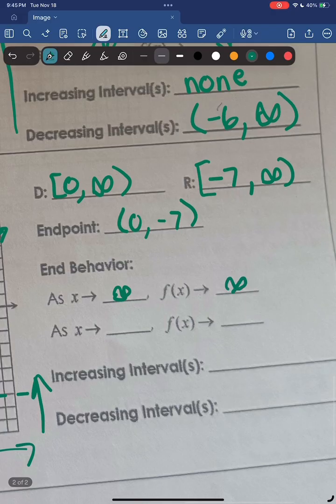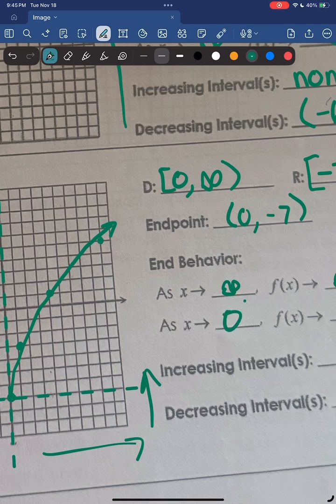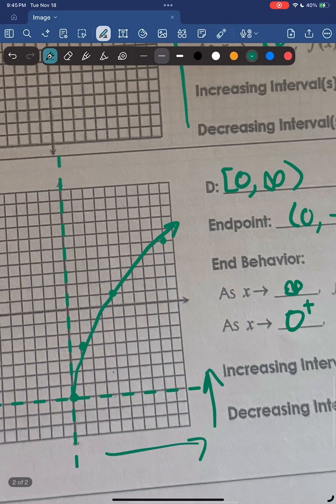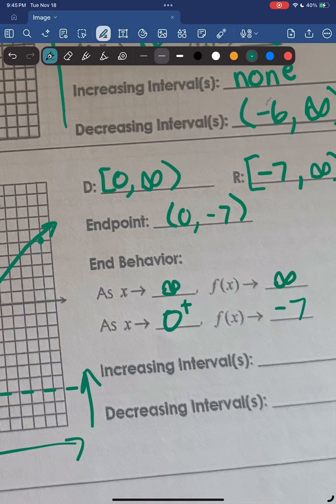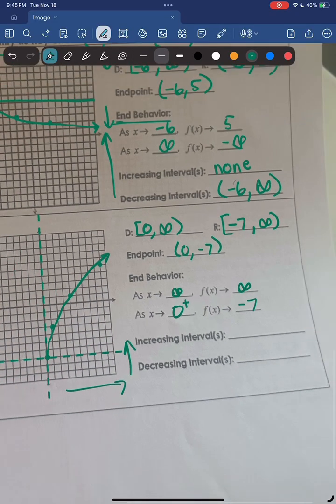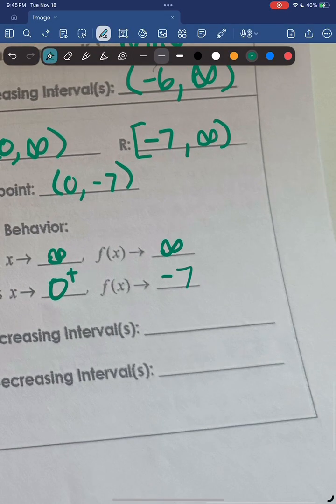Now, as x goes to 0 from the positive direction, y is going to go to -7. So we know that the increasing interval is always, right, because this line is never decreasing. So for increasing, we're increasing from the x values of 0 to infinity and decreasing never.